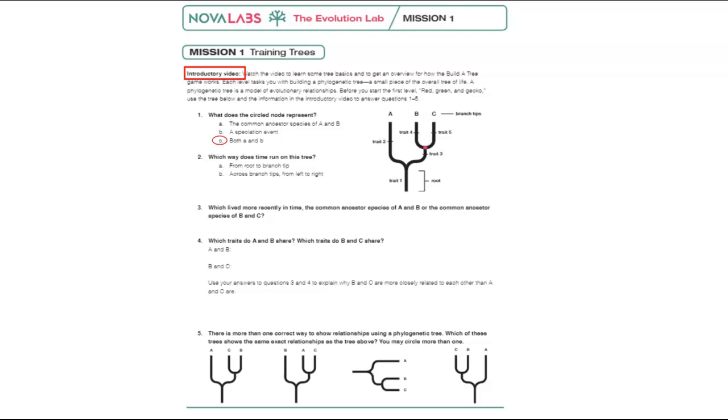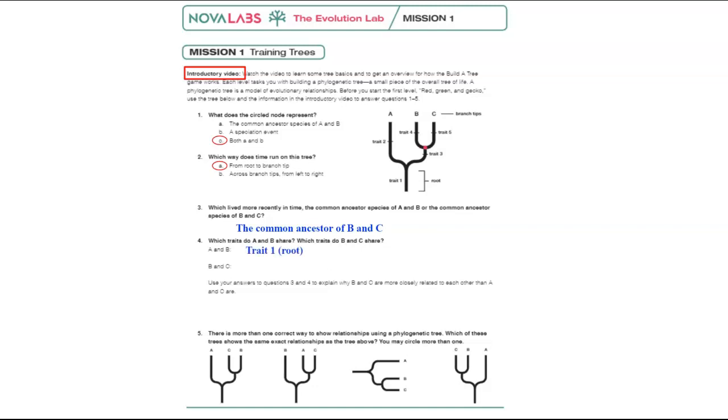Which way does time run on this tree? From the root to the branch tip, from the bottom up to the top of the branches. Which lived more recently in time? The common ancestor species A and B or the common ancestor species B and C? It's the common ancestor of B and C.